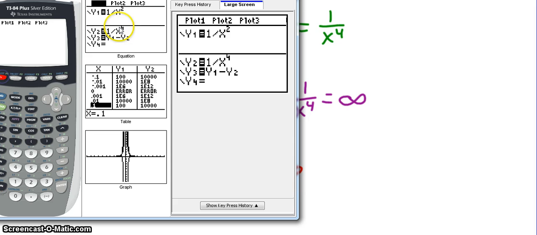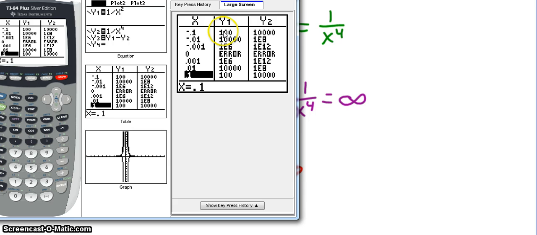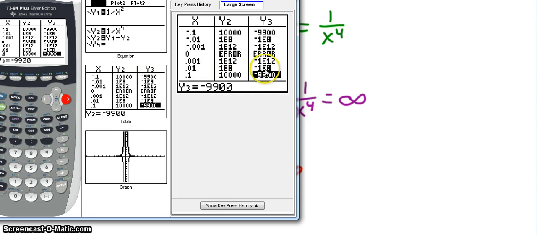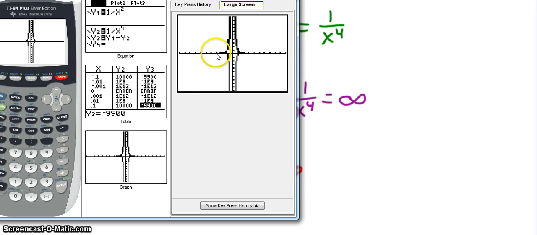So I put the functions in. So y1 is 1 over x squared, y2 is 1 over x to the fourth, and y3 is y1 minus y2. If I look at the table, I can see that both the first function and the second function approach infinity from the left and the right. And then if I go over to y3, I can see that this approaches negative infinity from the left and the right. You can see this graphically as well. It's a little bit harder to tell, I guess. So y1 and y2 are both going up, but y3 is going down.